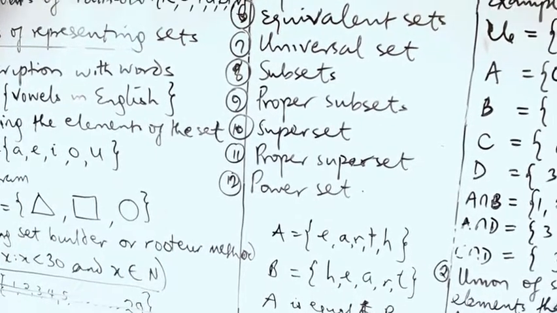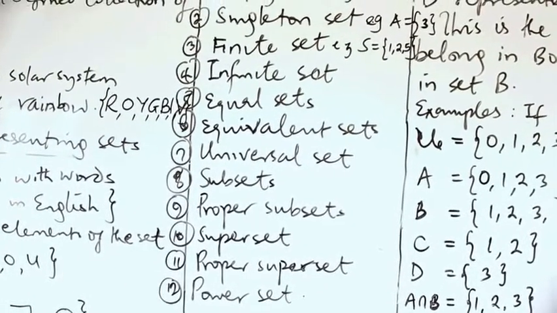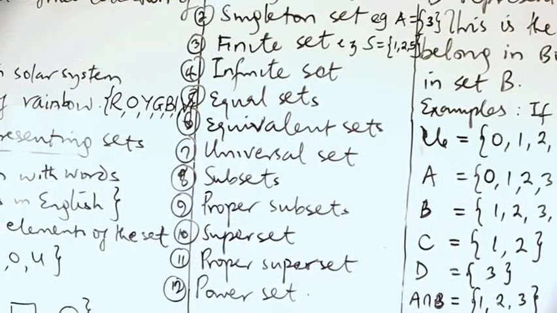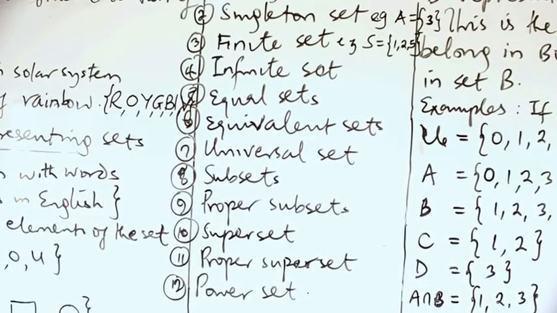Then we go to the sixth type, that is equivalent set. Two sets are said to be equivalent if they have the same number of elements. That is, they have the same cardinality. Cardinality is the number of elements that a set contains. So if you have two sets that have the same cardinality, then we say the two sets are equivalent.